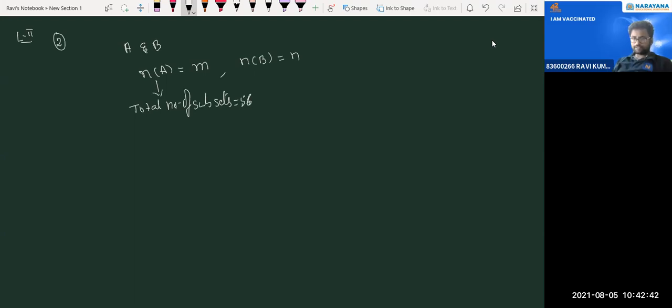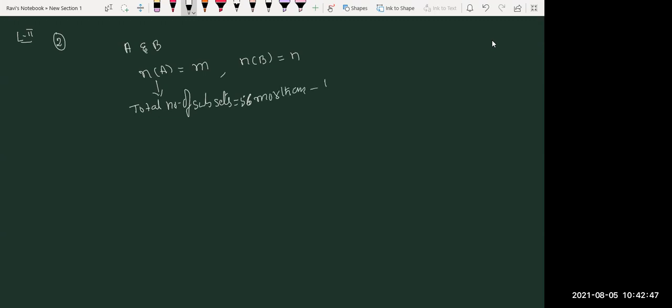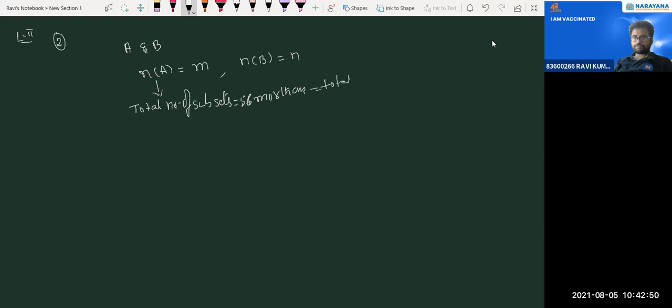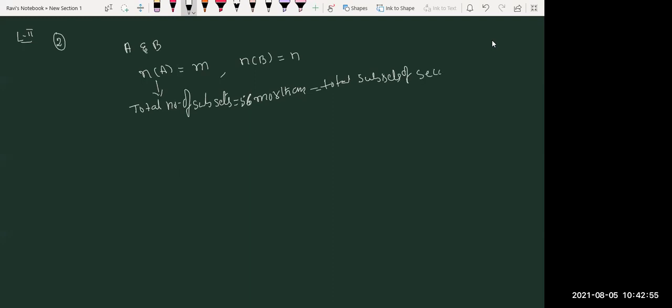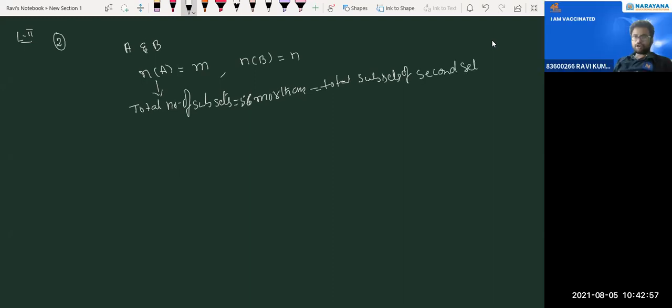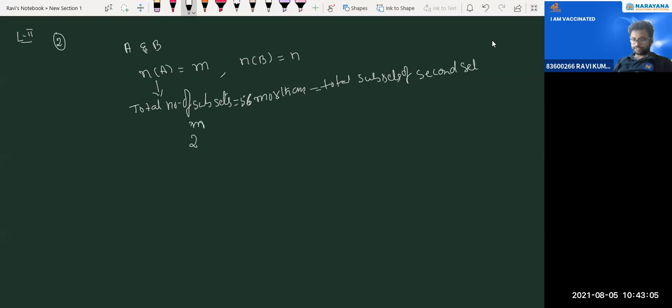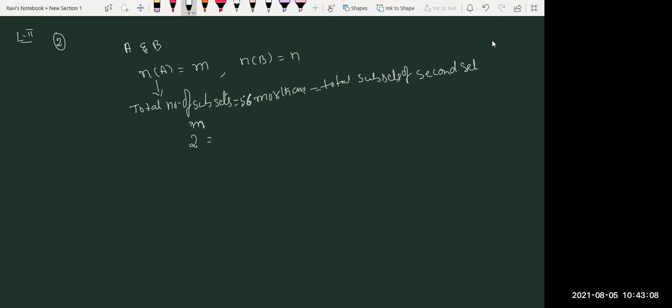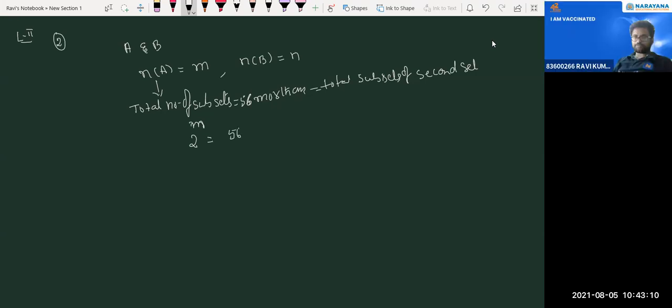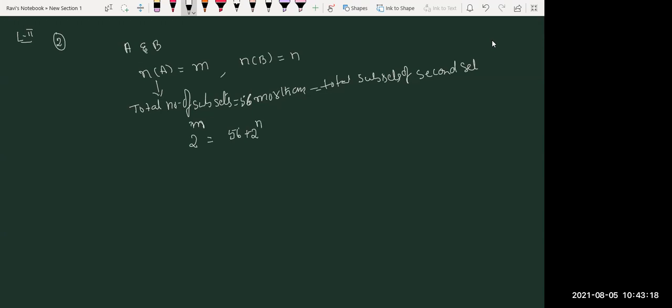56 more than the total number of subsets of the second set, correct? The question is how to find the total number of subsets of a given set. It is 2 power m, is that the given formula, you remember? So 2 power m equals 56 more than the total number of subsets of the second set, 2 power n. Correct or not?